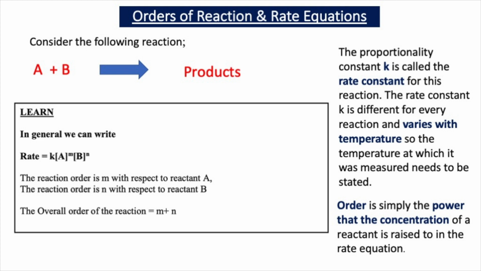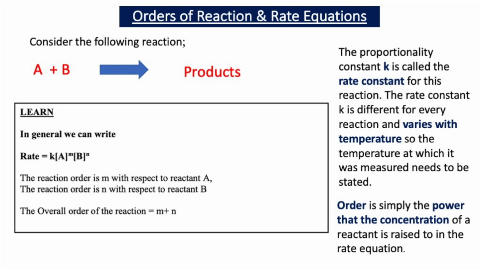The reaction order is M with respect to A. It's the power that the concentration is raised to in the rate equation. And the reaction order is N with respect to reactant B, because the concentration of B is raised to a power N. Now, the overall order of the reaction is M plus N.